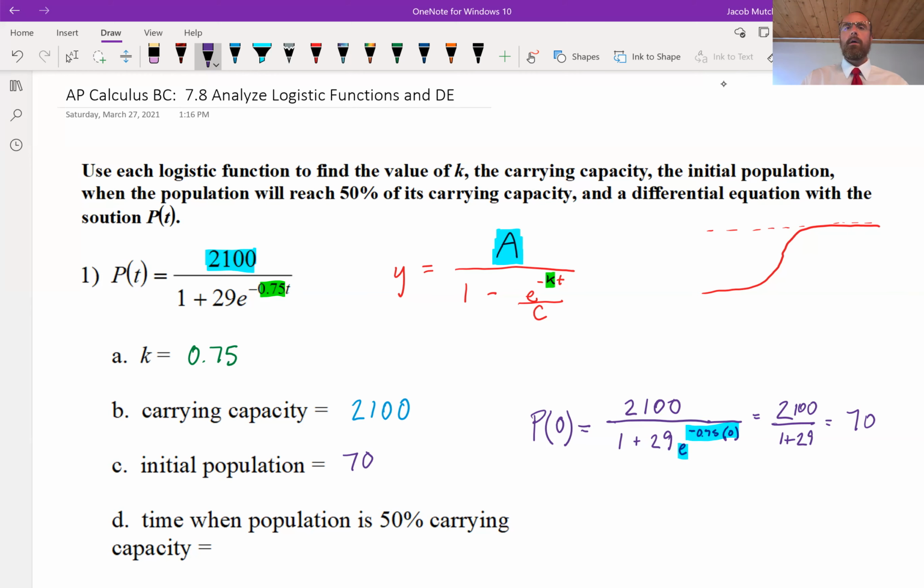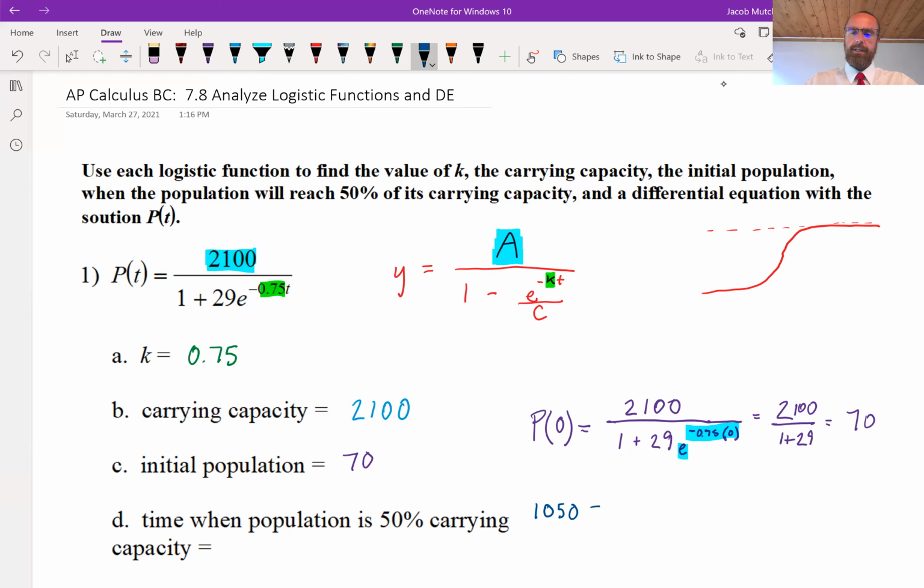Our last part for this first example is to find the time when the population is 50% carrying capacity. For this part, I really just need to think, what is half of my a value, which in this case is 2,100? That's definitely going to be 1,050. So that's what I want to substitute in for P of t. I'm going to plug in the half value.